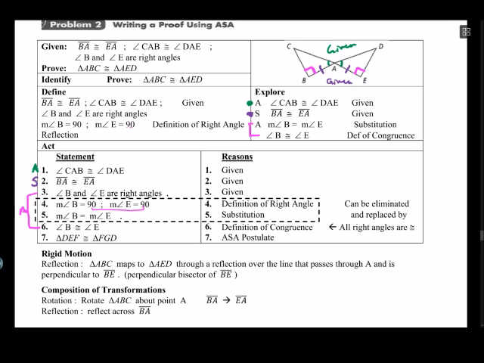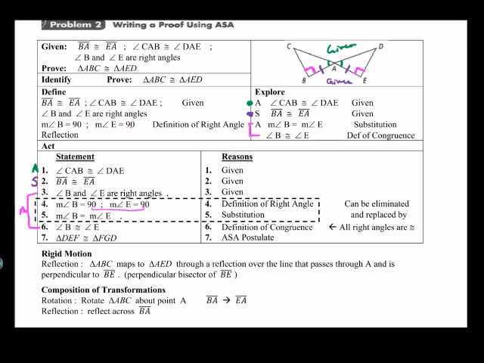It might look like transitive, but it's not. It's substitution because they are numbers. And then once my measures are equal, then I can say that by definition of congruence, my angles are equal.